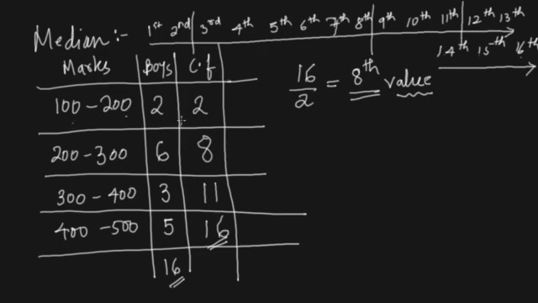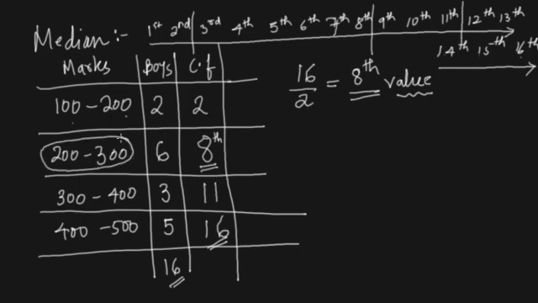10 to 100 to 200, and then the next 6, which is 1, 2, 3, 4, 5, 6, but the eighth value, which means 1, 2, 3, 4, 5, 6, 7, 8. If you look at cumulative frequency, 8 is nothing but the eighth value, and they are interested in what is the value of the eighth boy in terms of marks that he got.